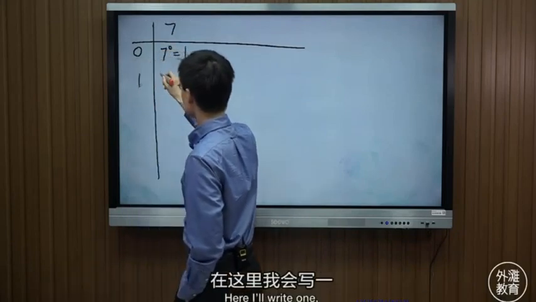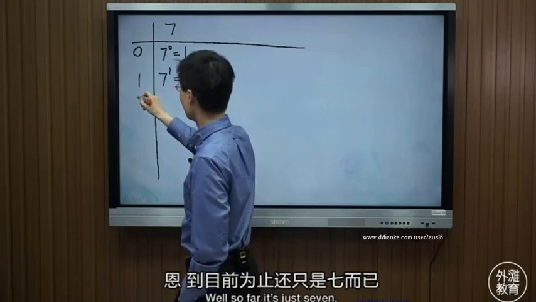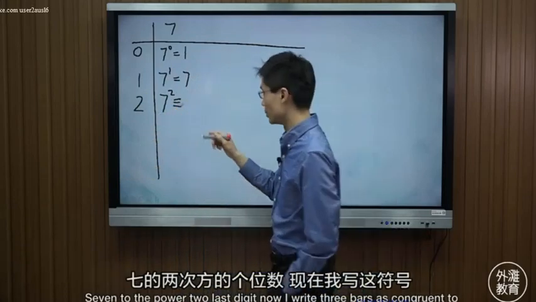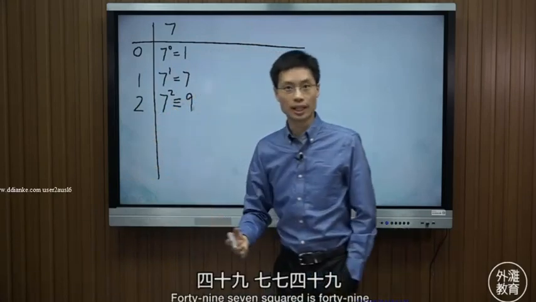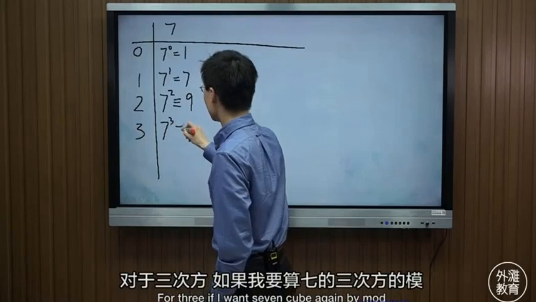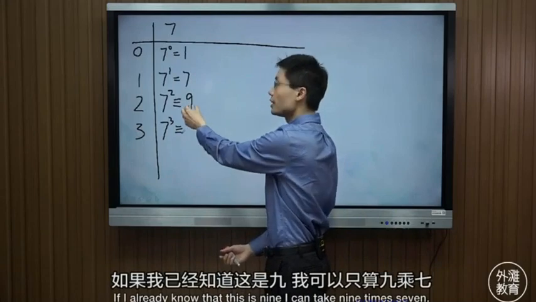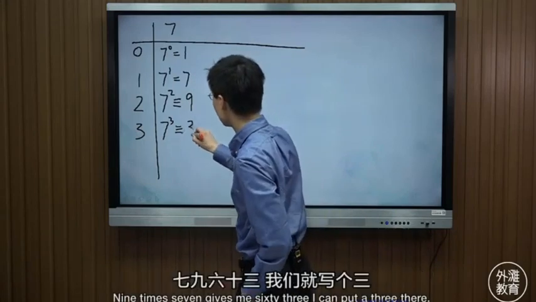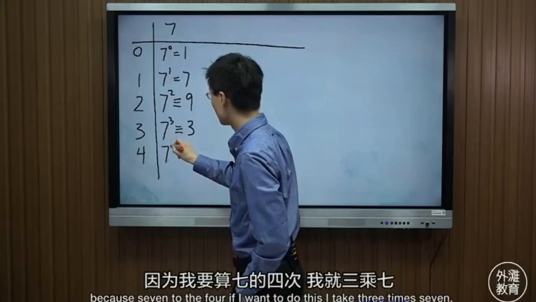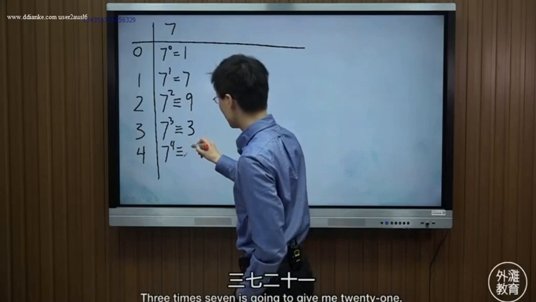Here I'll write 1. 7 to the power 1, last digit, well, so far it's still just 7. 7 to the power 2, now I'll write 3 bars as congruent to 9, because the last digit is 9: 7 squared is 49. For 7 cubed, because I have modular arithmetic, if I already know this is 9, I can take 9 times 7, which gives me 63, and I can put the 3 there. And the last one I'll write here is 7 to the 4: I take 3 times 7, which gives me 21.